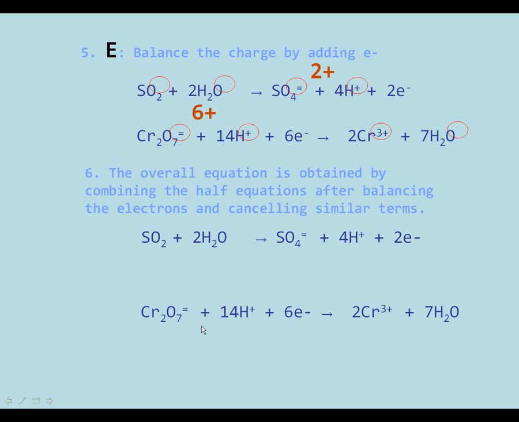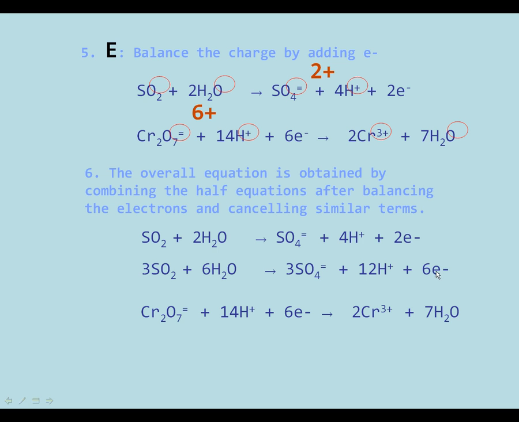Now, it's not possible for the second half equation to proceed from only 1 lot of the first half equation, because the second half equation requires 6 electrons. So therefore, we would need 3 lots of the first half equation to produce the 6 electrons that the second half equation requires. So we'd have to multiply this first half equation by 3. So I've put a 3 in, I've multiplied the coefficients of this equation by 3, and this now gives us 3 sulfur dioxide, so 6 waters, 3 sulfates, 12 hydrogen ions, and 6 electrons.